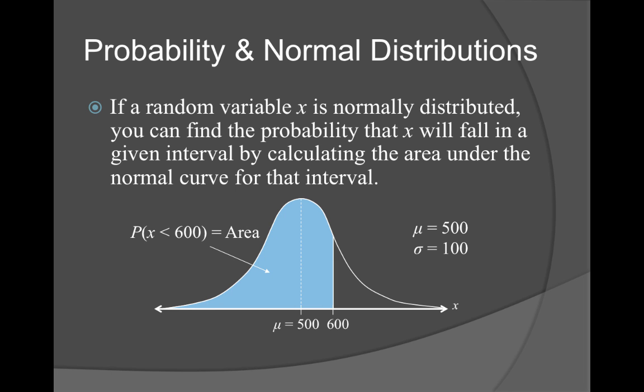Notice we're changing our notation a little bit. You need to be able to see this symbol. We have a capital P, and then in parentheses it reads x less than 600. What you need to be able to do is read the English of those symbols. What I've circled in red would be read as the probability that x is less than 600, given a mean of 500 and a standard deviation of 100.